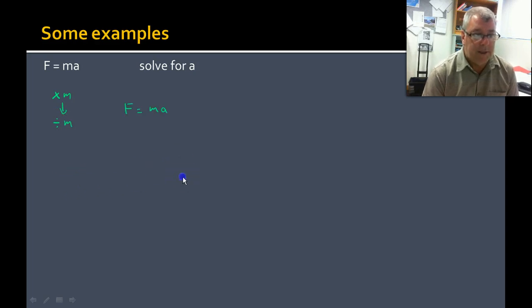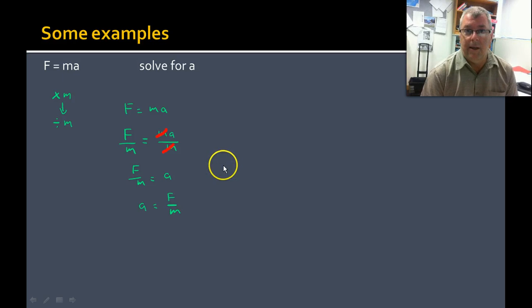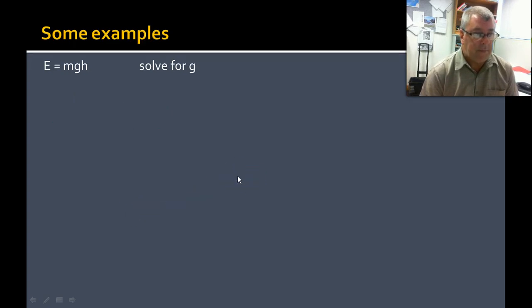So we write the formula, we divide both sides by M, and the reason that we do that is so that those two M's cancel out and we end up with this equation. Generally, because we like to have the quantity that we're solving for on the left hand side, we flick it around like that. And there's your answer. Then you would put your numbers in there and work out mathematically what the acceleration is. Let's do another one.